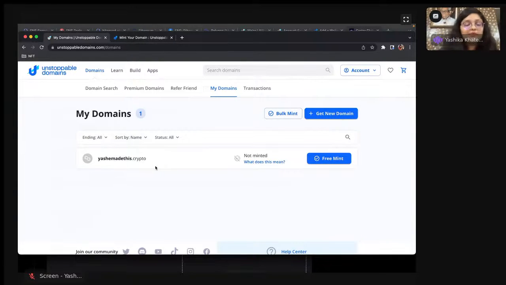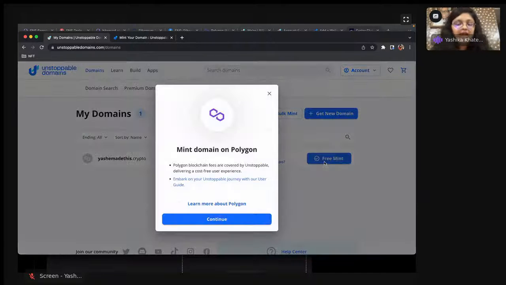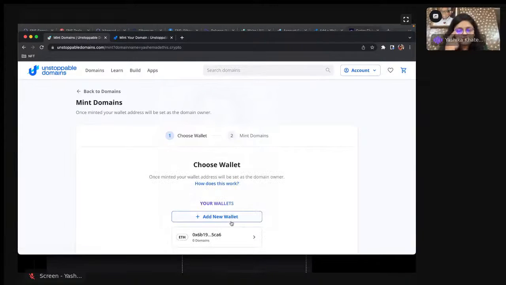But Unstoppable Domains has this option of minting for free. If I do it through Polygon, it becomes much easier, and it will get everything done for free, which means no gas price to be paid. For me to take this domain on the blockchain, it is going to be absolutely free. For that, I have to mint it on Polygon. The Polygon blockchain fees are covered by Unstoppable at the moment, which means whatever little gas price the Polygon minting costs is taken care of by Unstoppable Domains, so I don't have to pay it.